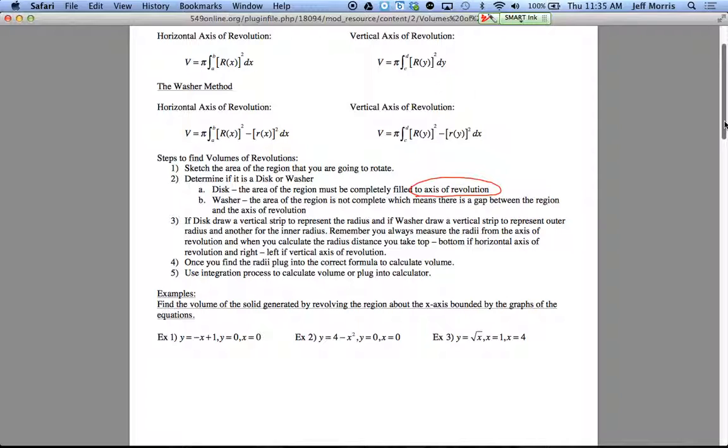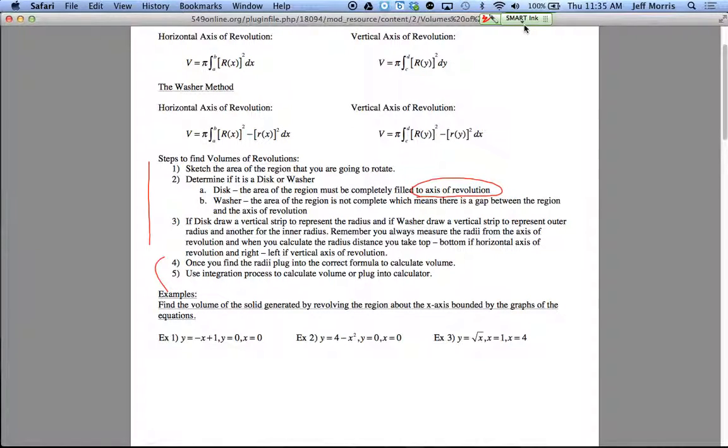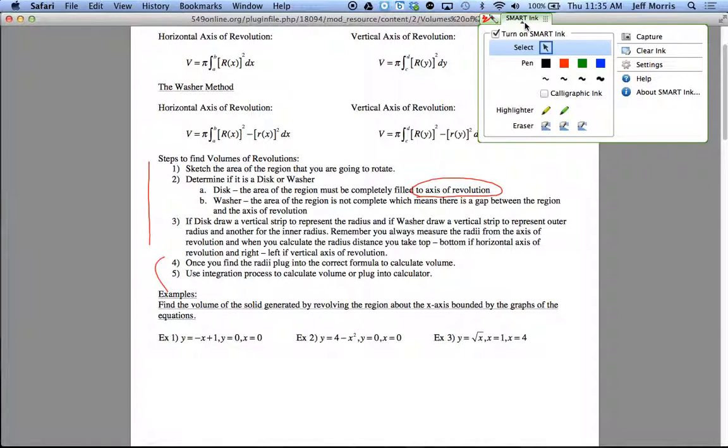Once you find the radii, plug them into the correct formula up here, and then use the integration process and calculate the volume. Once you get to steps 4 and 5, you're not going to need my help anymore. If I can get you past step 3, 4, and 5, you'll be like, okay, fine, leave me alone now, I know what to do. That was the experience today. And sometimes they're like, can we use the calculator? And I'm going to tell you, at times I'm going to allow you to use the calculator.